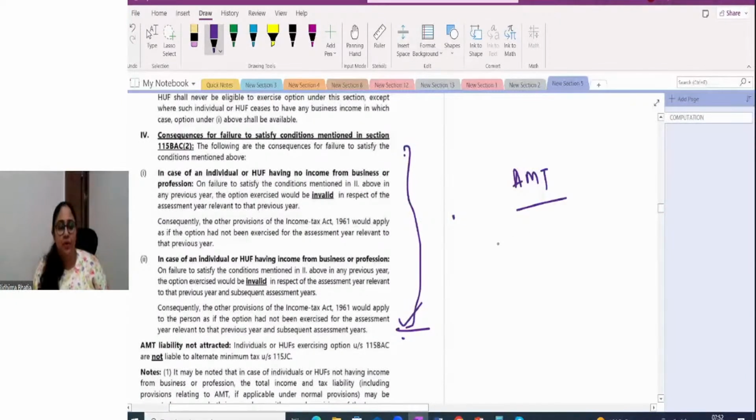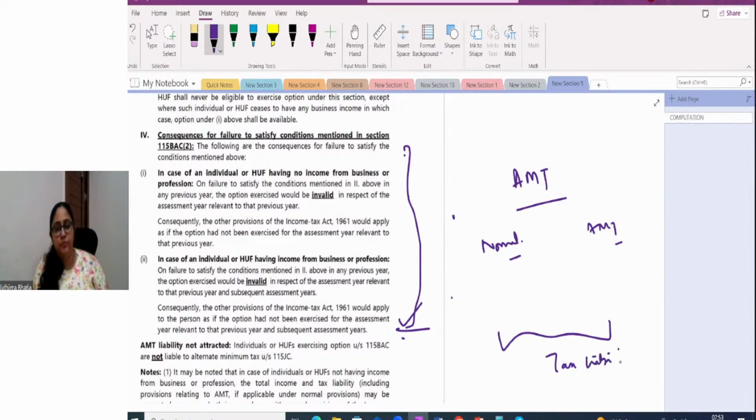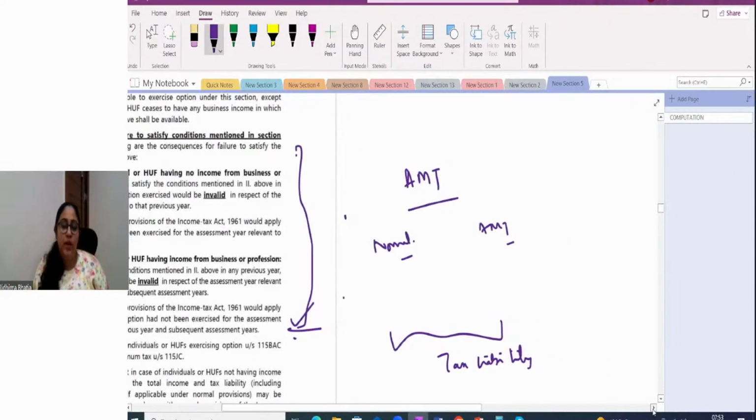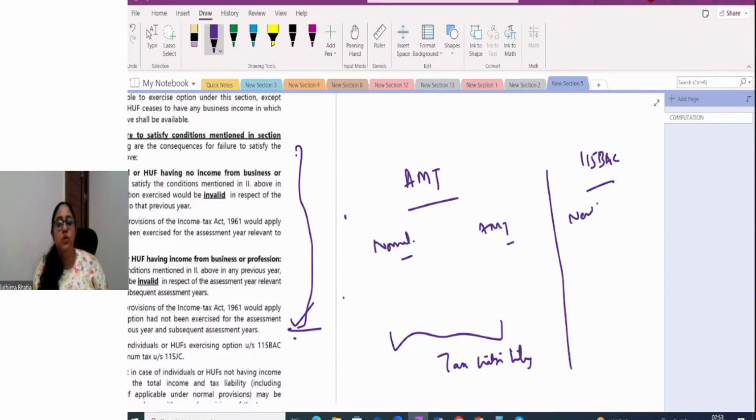Alternate minimum tax liability. So alternate minimum tax है, normal tax regime और AMT में हम compare करते हैं, correct? Right? And then we come to the tax liability. Yes, yes. But when you're opting for 115 BAC, अब आपका 115 BAC में न्यू टैक्स regime और AMT को कंपेयर नहीं करना. No. New tax regime, if you're opting, there is no concept of AMT for you.